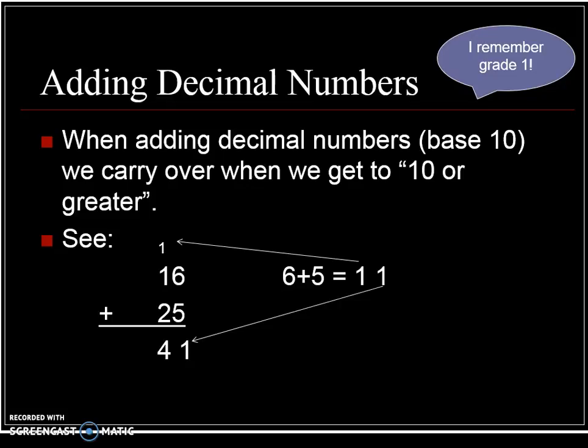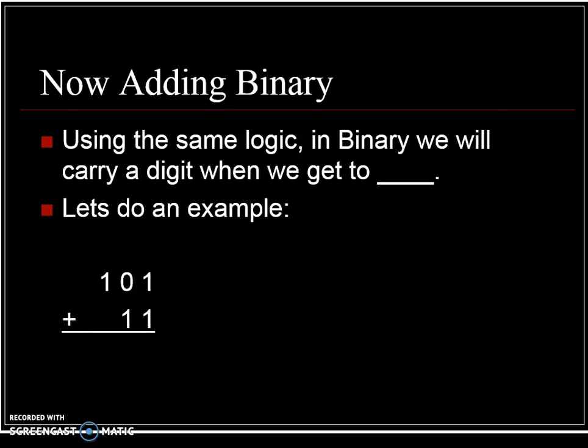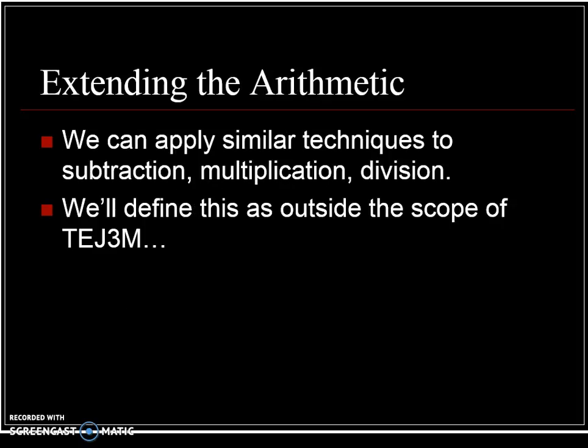There's really no difference when adding binary numbers. So we only have to remember that we mustn't write in 2s, 3s, etc. We can use precisely the same logic, just carrying a digit whenever we get to the number 2.